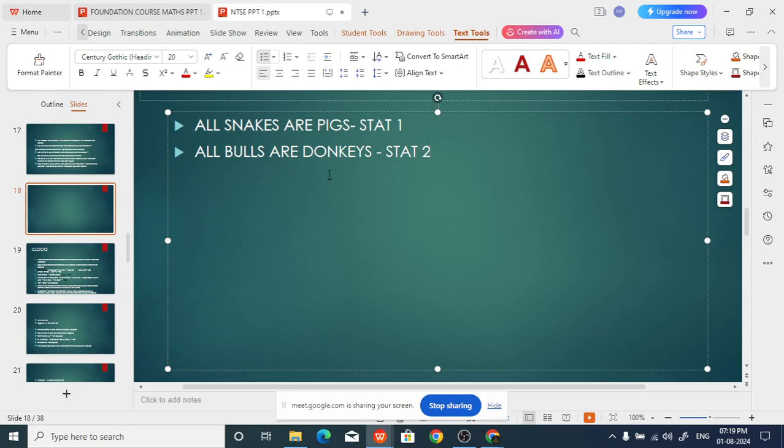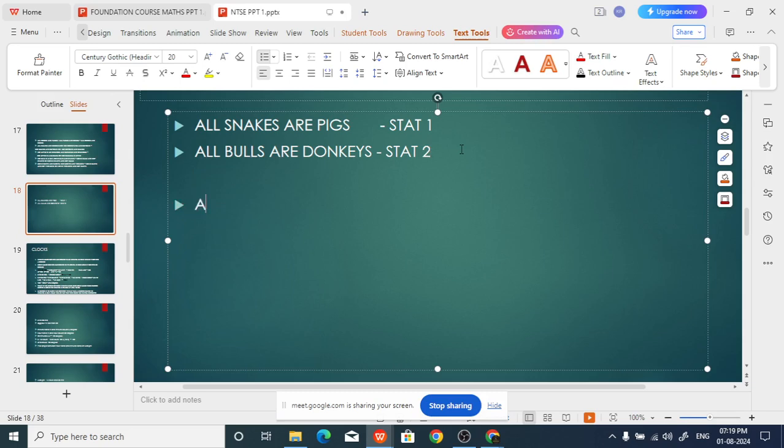It is not possible, sir. Why is it not possible? Because there is no common term. Yes, no common term is there, so it is not possible. Sometimes they will cheat you like this. In a hurry you will write something. No, you have to be very careful.